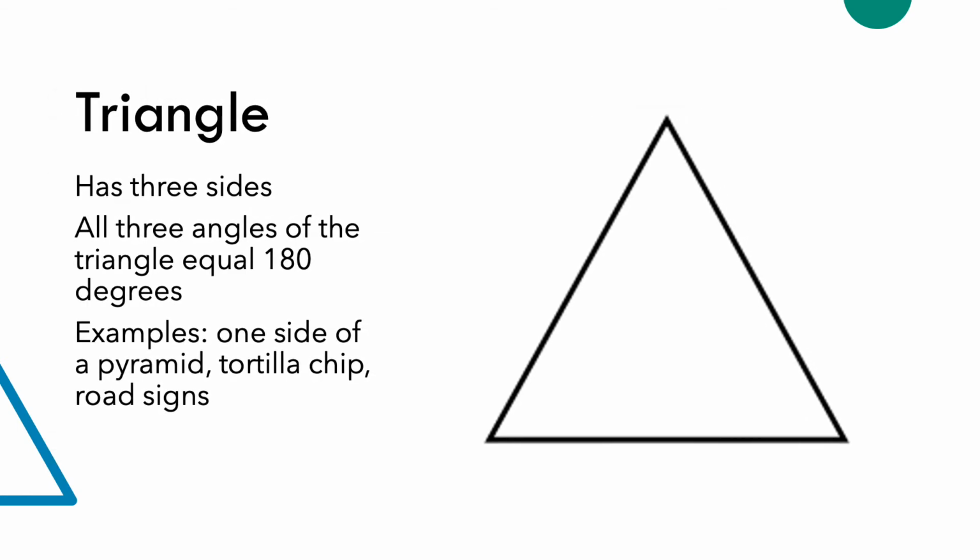Here is the triangle. Triangles have 3 sides. All 3 angles of the triangle equal 180 degrees. Good examples of triangles in real life are one side of a pyramid, a tortilla chip, or road signs.